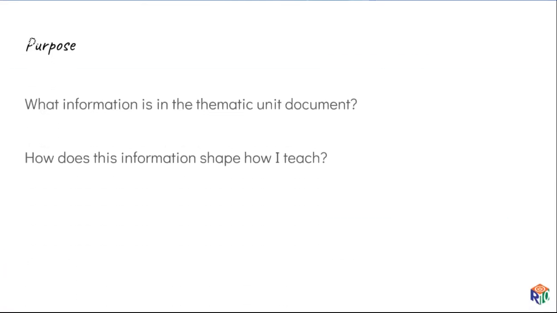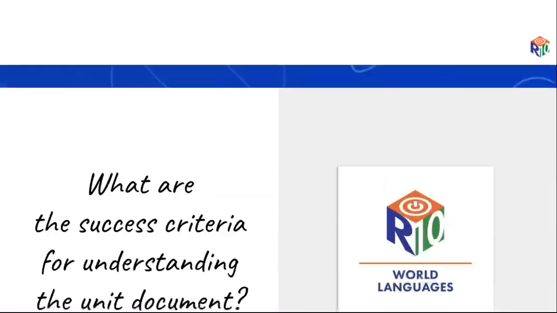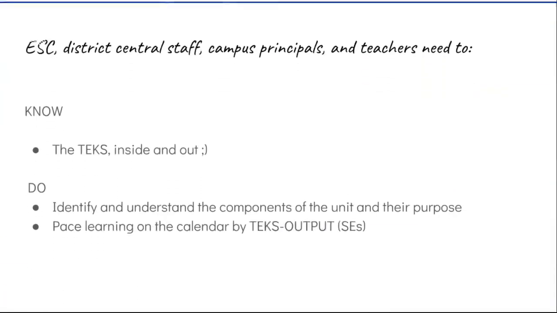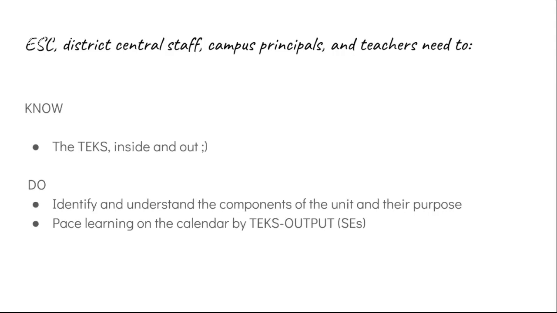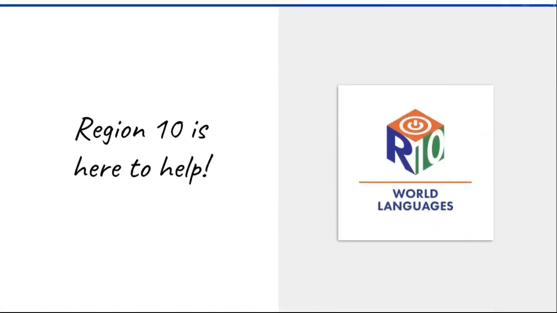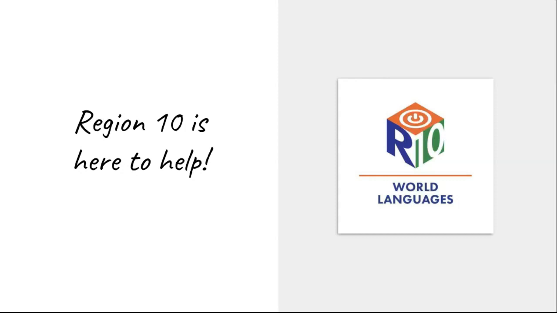Okay, so what did we learn today? Okay, we talked about the information on the thematic unit document and how it should shape how you teach. Okay, what are the success criteria? Everybody needs to know the TEKS. Okay, number one. Okay, and also with these units, I've got to be able to understand the components and their purpose. And I need to be able to pace the learning on the calendar by TEKS or student output, which are the SEs.